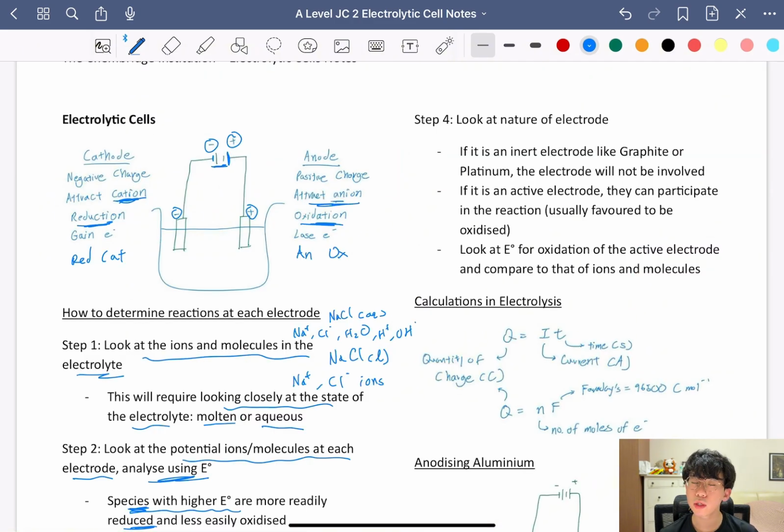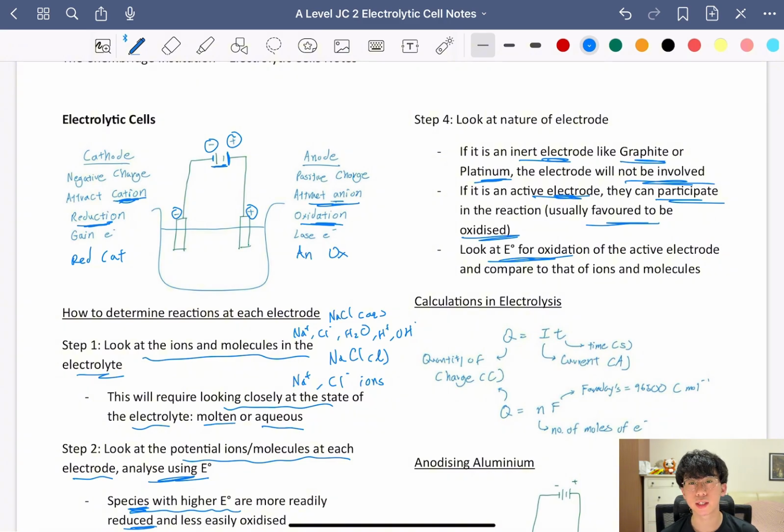Last step, you always want to consider the nature of your electrode. So if your electrodes are inert, for example, they are graphite or platinum electrodes, the electrode will not be involved in the reactions. But if you're using an active electrode, for example, a metal electrode that is very active like zinc or copper, they are most likely favorably oxidized in the reaction. This is because your metals generally want to become ions and therefore are more favorably oxidized. But you can't always be too sure, so as always, just take a look at the E0 values and they would paint the full picture of the whole story.